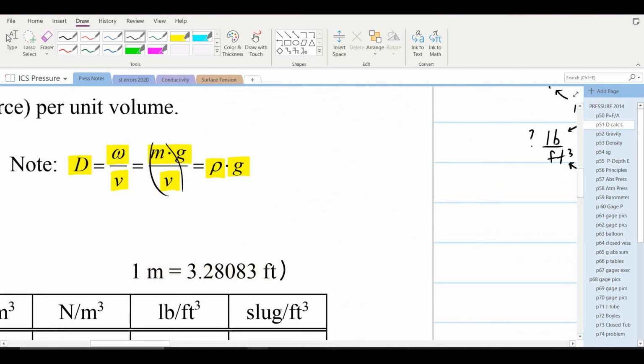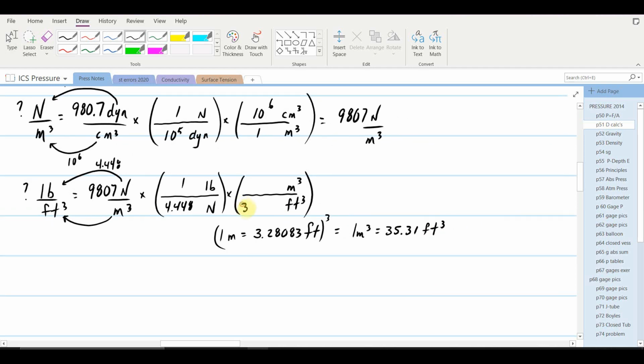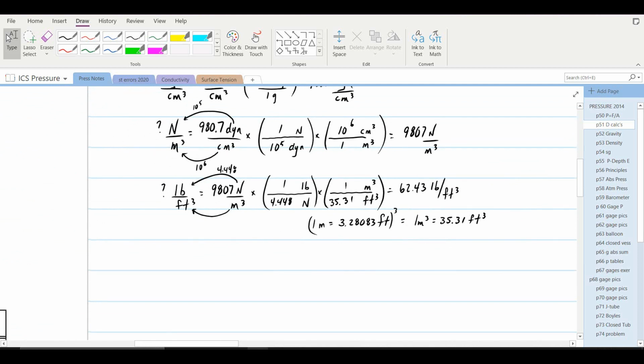And of course you don't have to remember that conversion. I'll give it to you anytime. But we need to go from cubic meters to cubic feet. So if we cube both sides, you'll find 1 cubic meter is equal to 35.31 cubic feet per meter. That's at least approximately correct. And if you work this out exactly, it comes out to 62.43 pounds per cubic foot. That is the weight density of water in the British system.